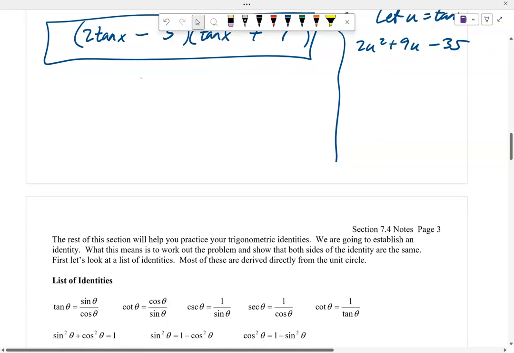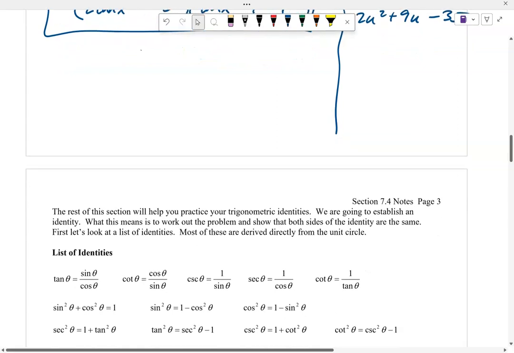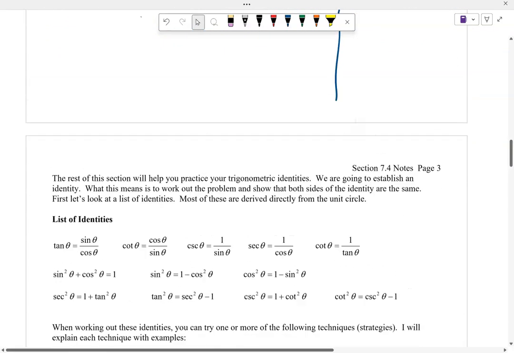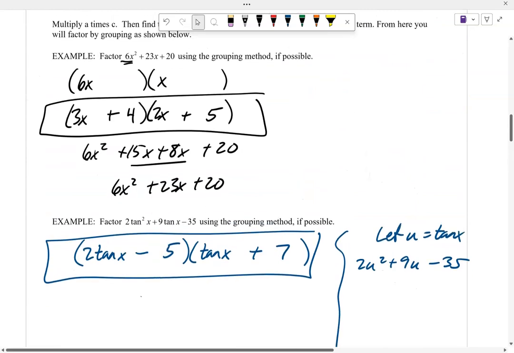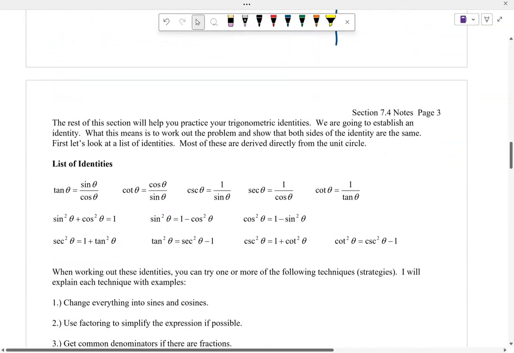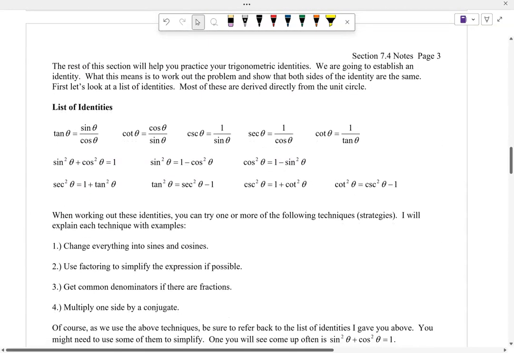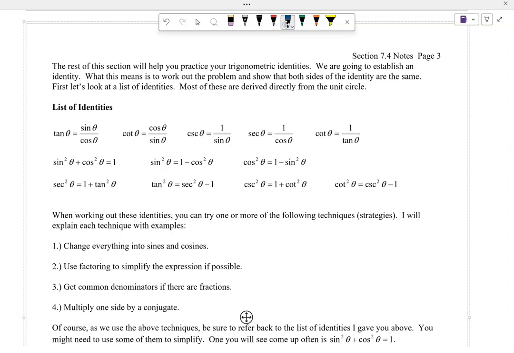All right, so the rest of this section is we're going to be working with some identities now. So that's some factoring with trig expressions similar to algebraic expressions. Now we're going to get into the identities. We know the tangent is sine over cosine, right? We know the cotangent's the reciprocal. Cosecant's the reciprocal to sine, secant's the reciprocal to cosine, cotangent's the reciprocal to tangent, so on.